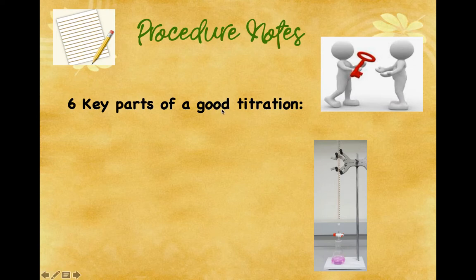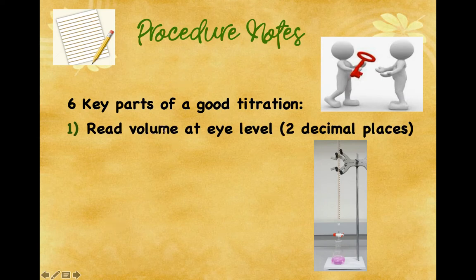I'm reading the volume at eye level. Because that burette is so skinny, there is something called adhesion between the glass and the water, and that's what produces that meniscus, that curved surface level. And so you want to read at eye level, go to the bottom of that meniscus, and for our burettes, they always go to 2 decimal places.